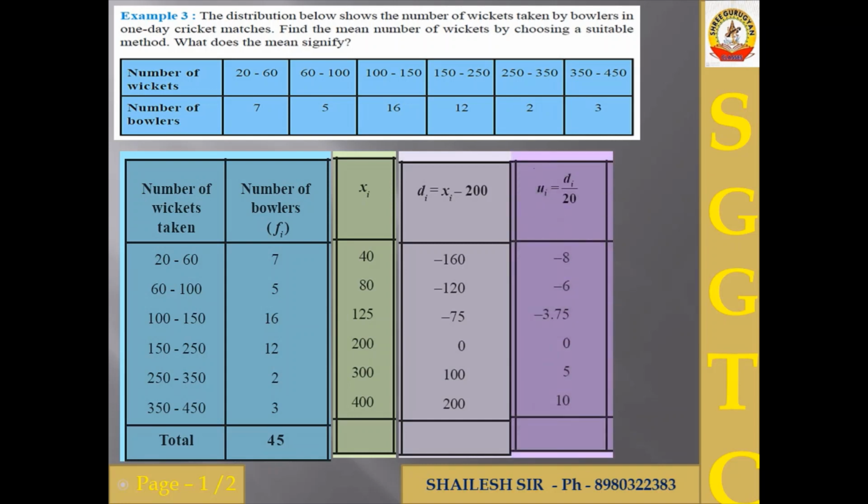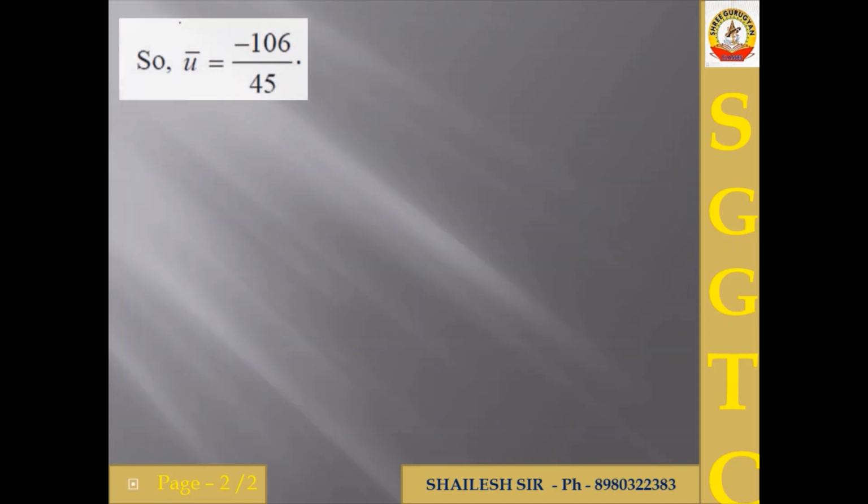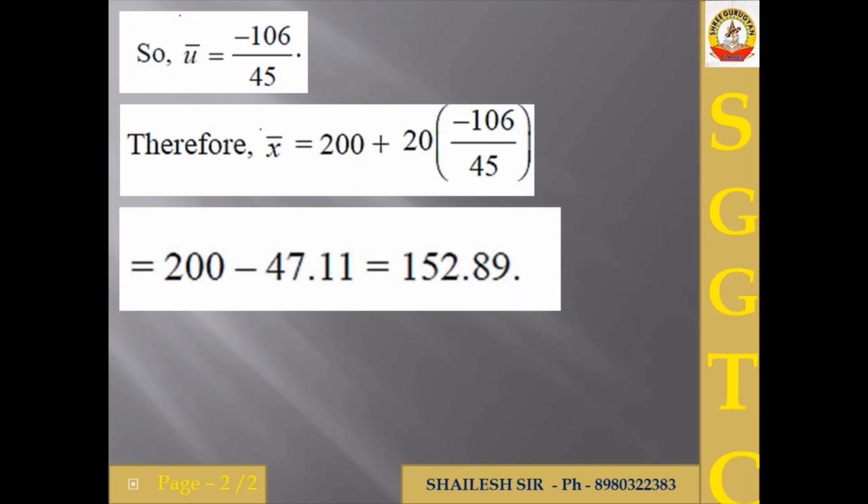And the next column, ui, is di by 20. Yes, 20 is your value only for the gapping, it means the height value. And finally, you get ui into fi, means fi into ui. So your second column fi and last column ui, multiply and add them all, you get minus 106. Yes students, minus 106. And these values apply in the formula, X bar equals A plus, by the assumed mean, A plus h into sigma fi ui upon N. Apply all these values and calculate further, and your answer is 152.89. Yes students, that's my last answer.